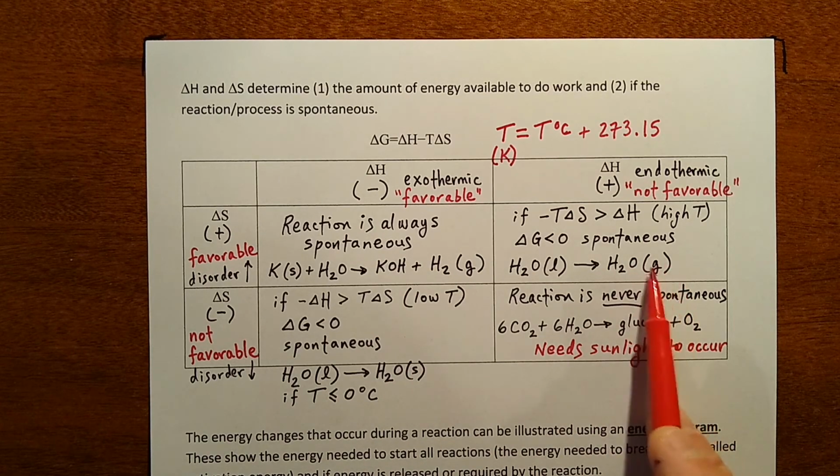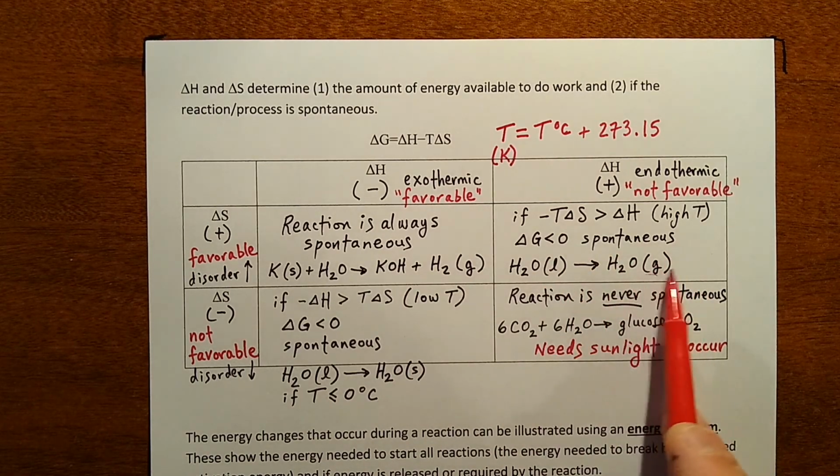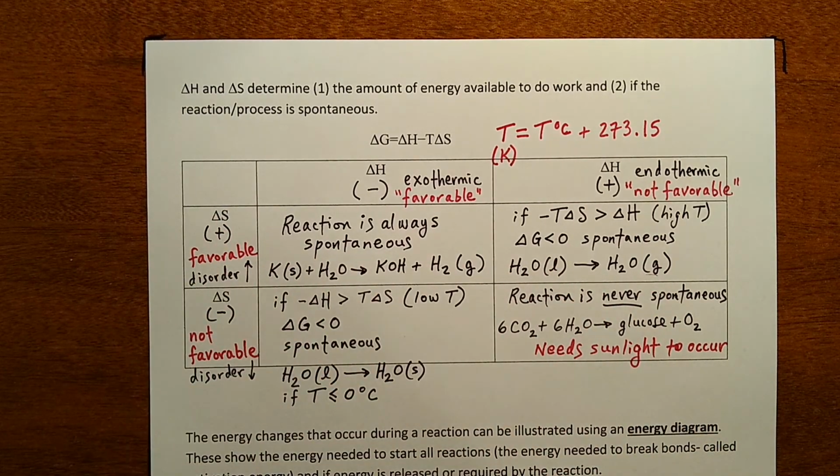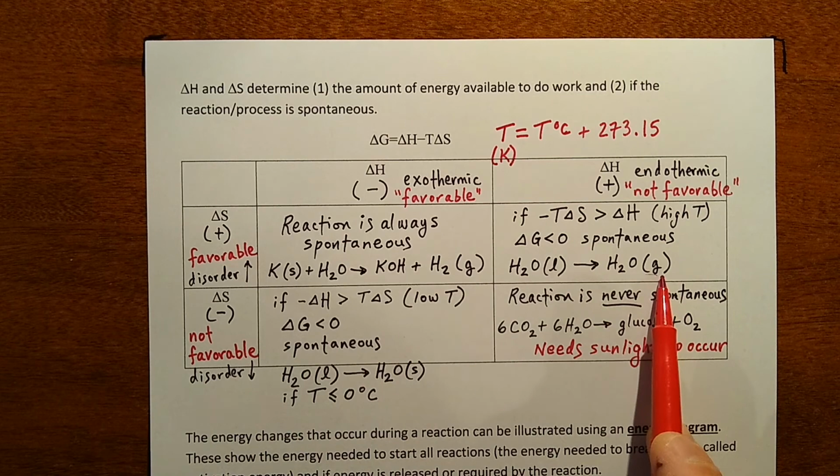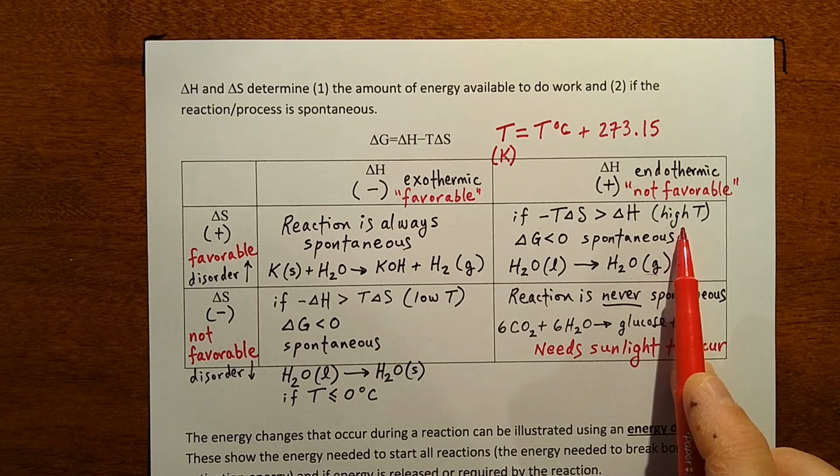There's more disorder in this second case. There's more disorder here when liquid water evaporates. So that's why delta S is positive. But that's an endothermic process. You have to add in energy to make liquid water evaporate. You have to be at a very high temperature for that to happen, to boil water.